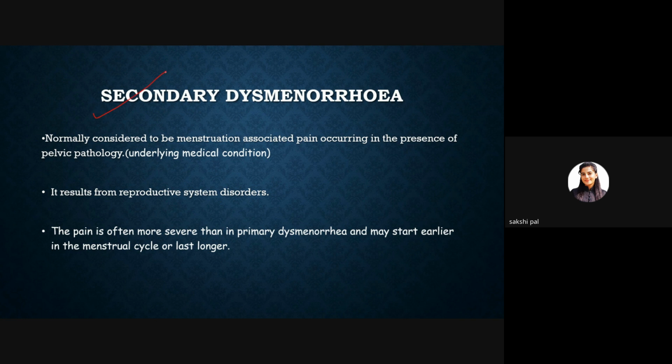Now, secondary dysmenorrhea. What is secondary dysmenorrhea? Normally considered to be menstrual associated pain occurring in the presence of pelvic pathology, and primary is without pelvic pathology. Pelvic pathology means the person has an underlying medical condition. In secondary dysmenorrhea, the female will have some medical condition or reproductive disorders, which can lead to secondary dysmenorrhea. The pain is often more severe than primary dysmenorrhea, may start early in the menstrual cycle and can last longer.